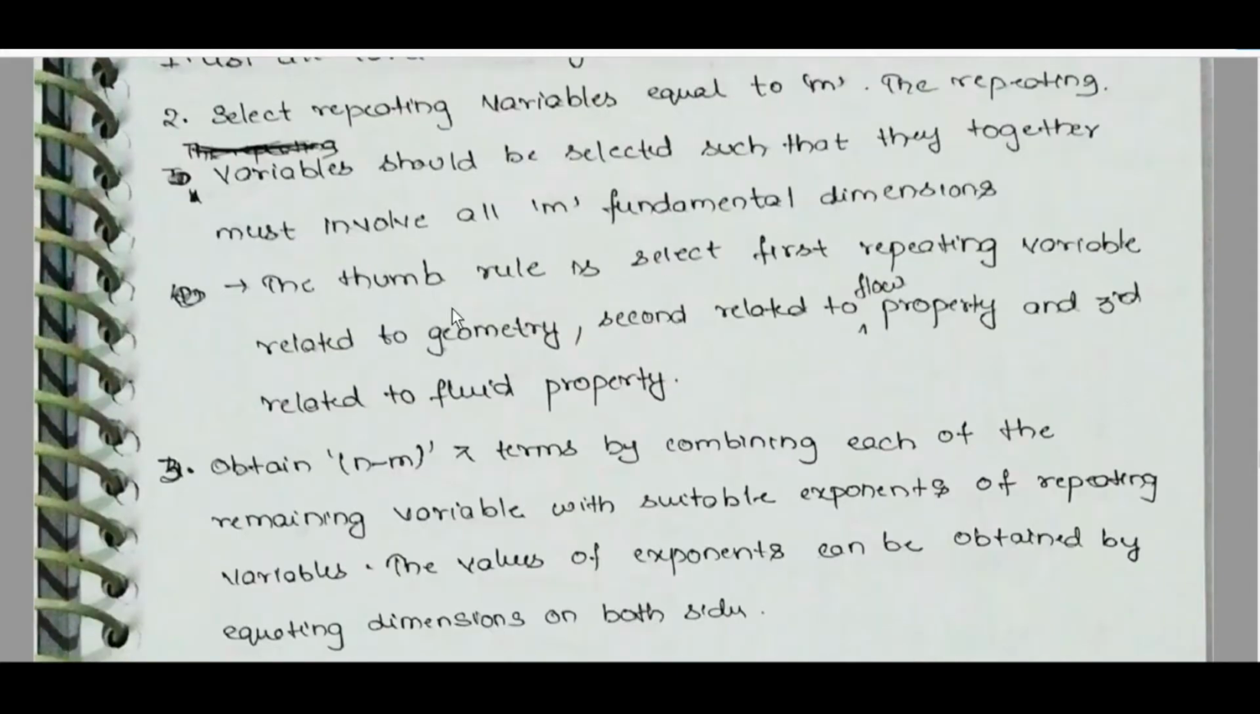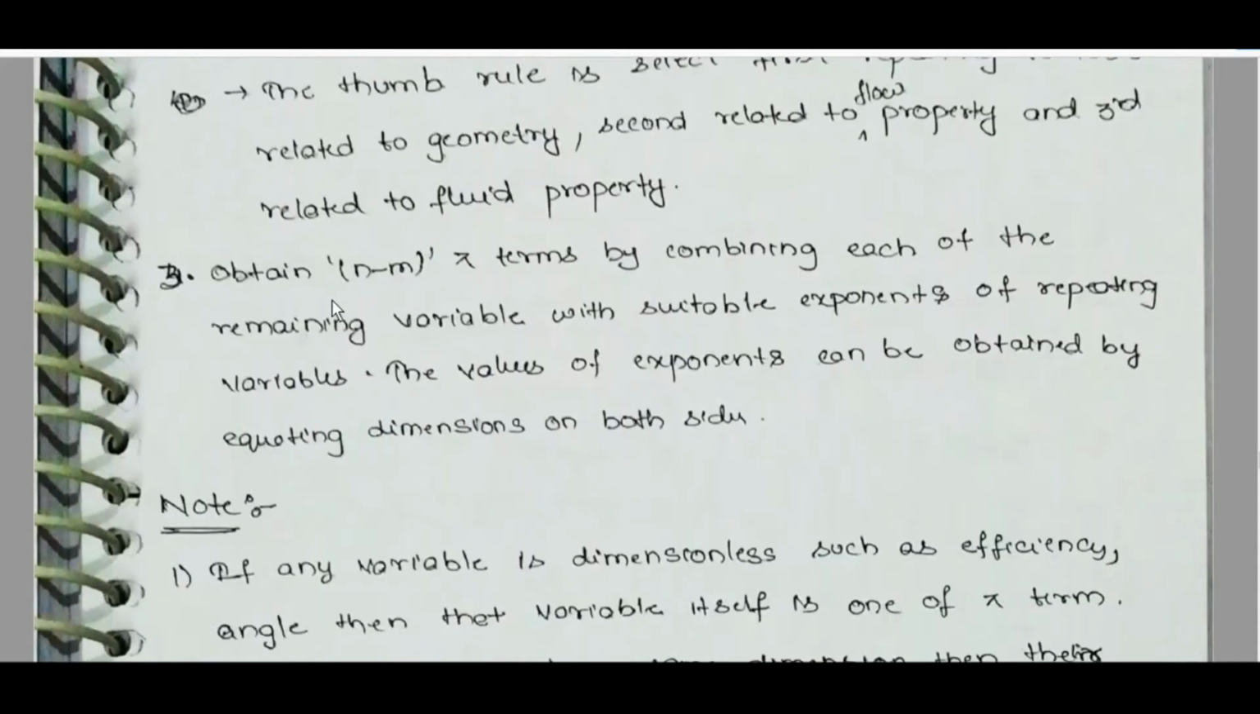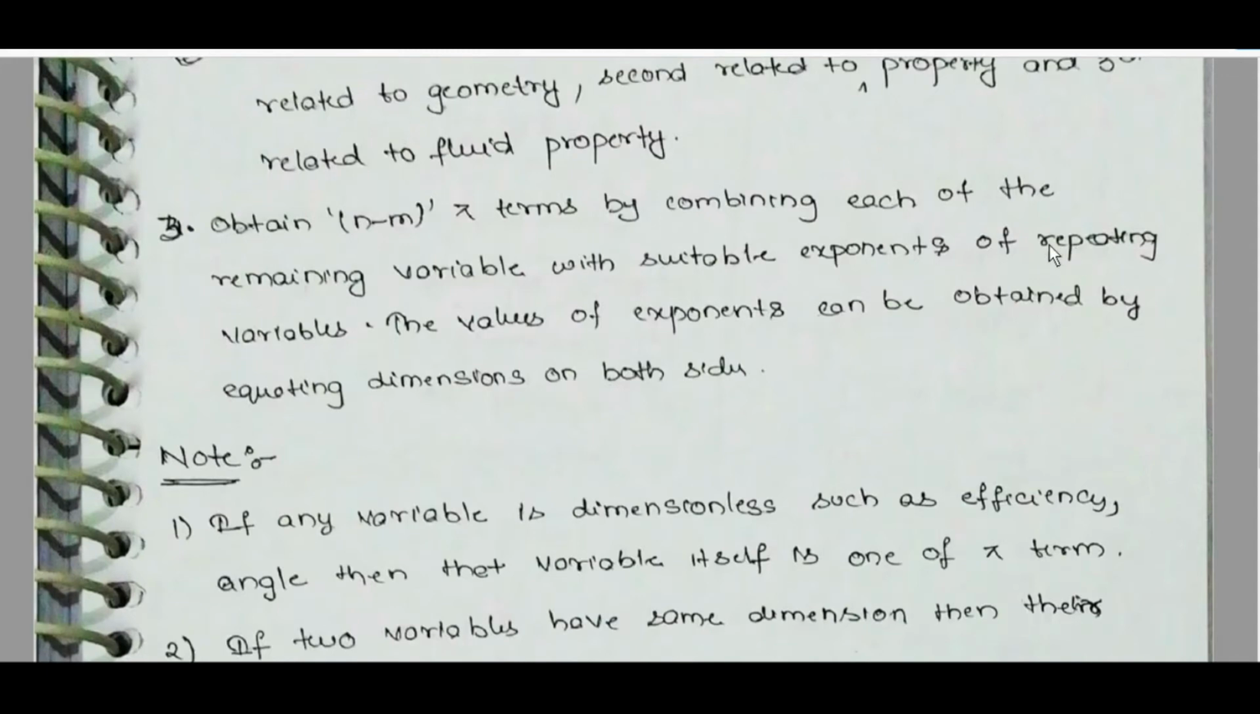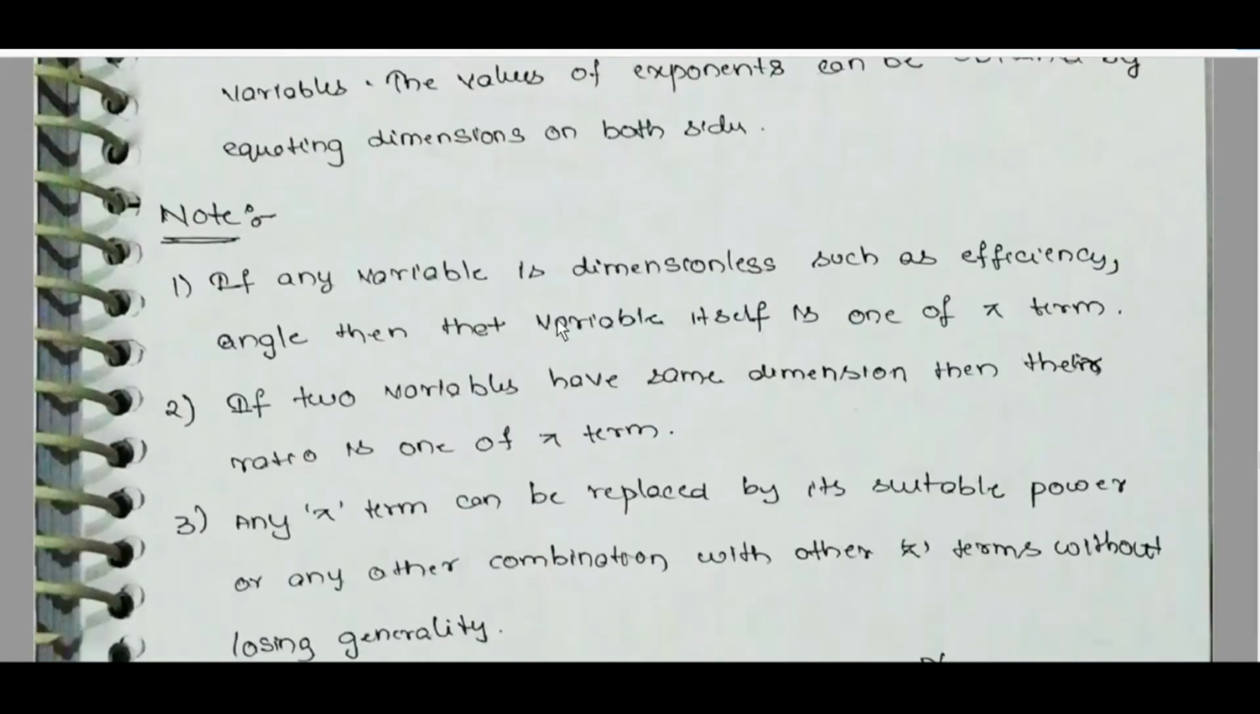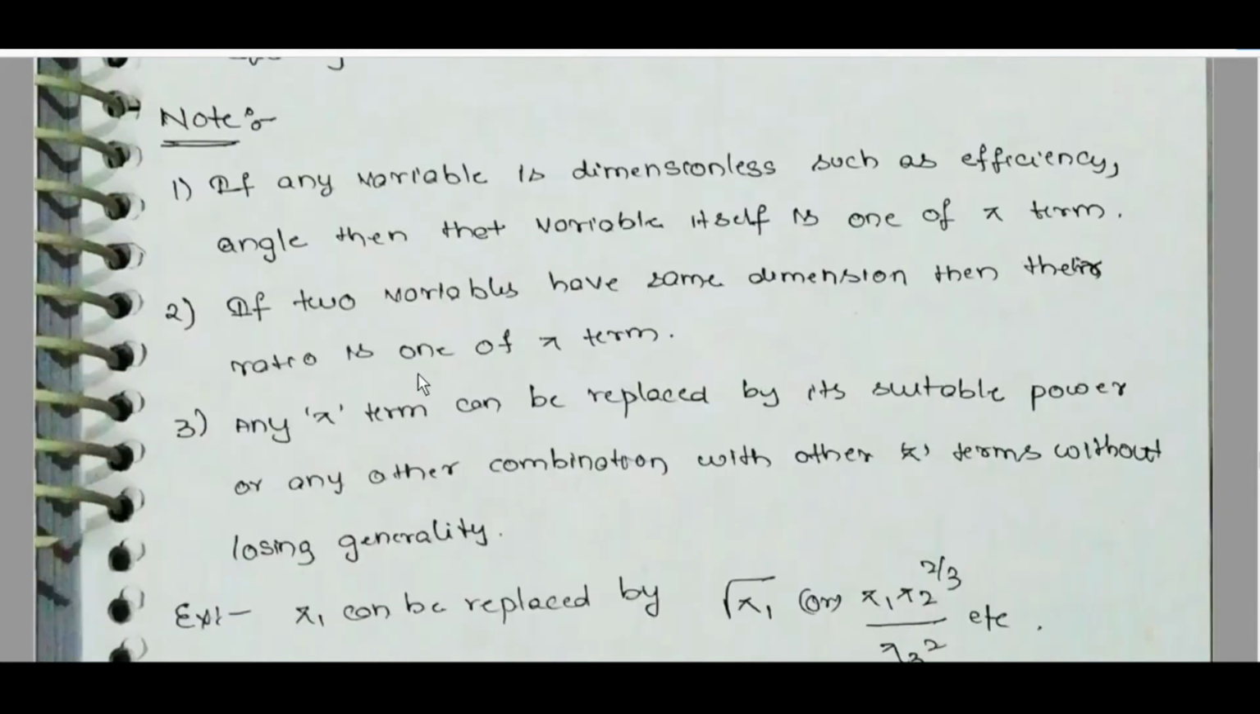The thumb rule is to select the first repeating variable related to geometry, the second related to flow property, and the third related to fluid property. Obtain n minus m pi terms by combining each of the remaining variables with suitable exponents of the repeating variables. The values of exponents can be obtained by equating dimensions on both sides. Note, if any variable is dimensionless, such as efficiency or angle, then the variable itself is one of the pi terms. If two variables have the same dimension, then their ratio is one of the pi terms.